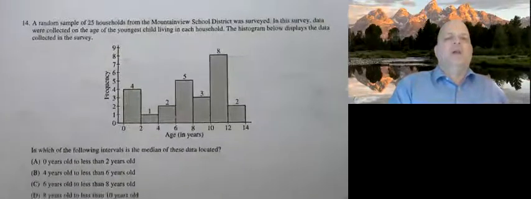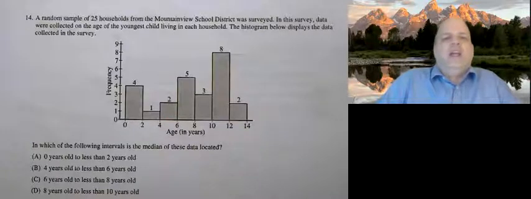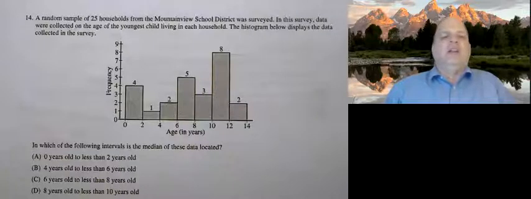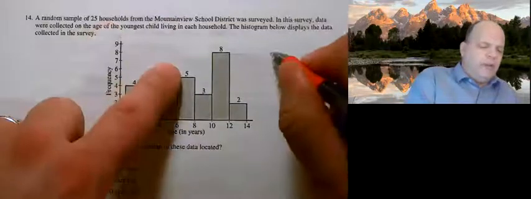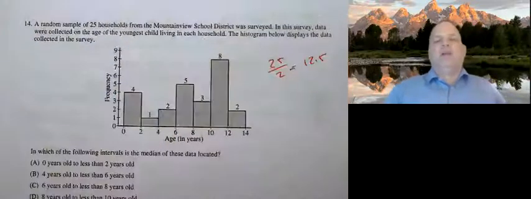Number 14, a random sample of 25 households from the Mountain View School District were surveyed. In this survey, data were collected of the age of the youngest child living in each household. The histogram below displays the data collected in the survey. In which of the following intervals is the median of these data located? Well, the median is the middlemost value. So 25 divided by 2 is 12.5. So I'm looking for 12.5.